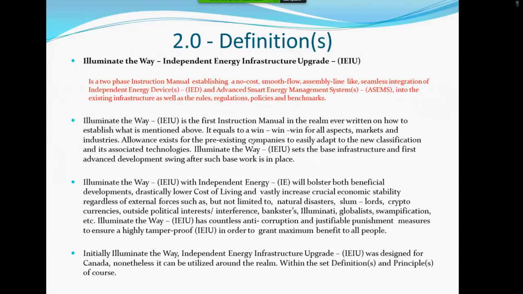And by all people, I mean everybody on this realm. Milk Marine Energy Productions Limited doesn't really care for political interests. It's more for getting everybody to have access to it. Aboriginals, First Nations, us, you, the purple people, the brown people, you know, everybody. Initially, Illuminate the Way independent energy infrastructure upgrade was designed for Canada. Nonetheless, it can be utilized around the realm. Now, the principles are pretty straightforward. The definitions are pretty straightforward. A lot of the future stuff is more for Canada and North America, but still, yet again, the principles in it are straightforward and can be used all over.